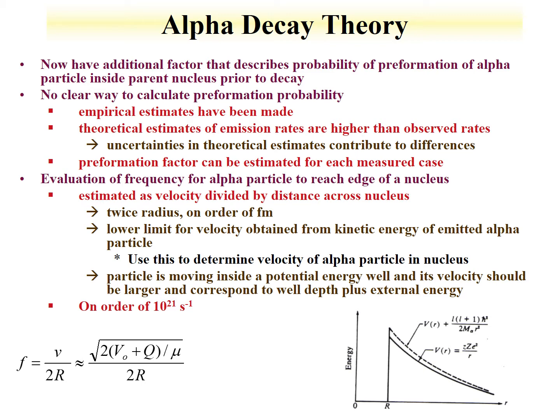In all actuality, that's a lower limit for the velocity, because the particle is moving in a potential well, so the velocity could be greater. What we find is that the alpha particle can impinge on the nuclear barrier on the order of 10^21 times a second. So we can utilize this equation, which is shown here: the frequency is equal to the velocity divided by twice the radius. We can relate this to the Q value, the Coulomb barrier, and this term mu, which winds up being the reduced mass. And this is just a function of the mass of the alpha particle and the daughter.